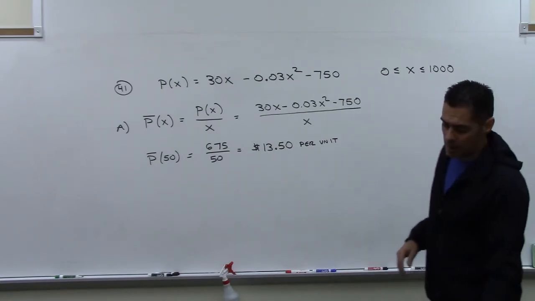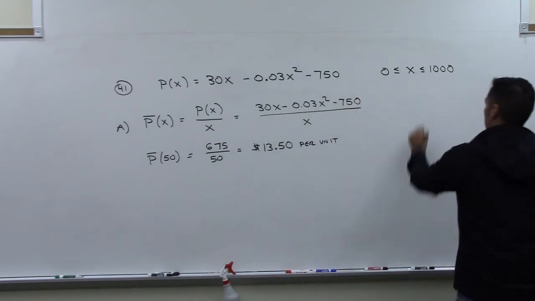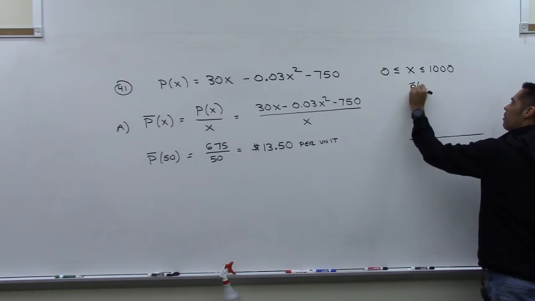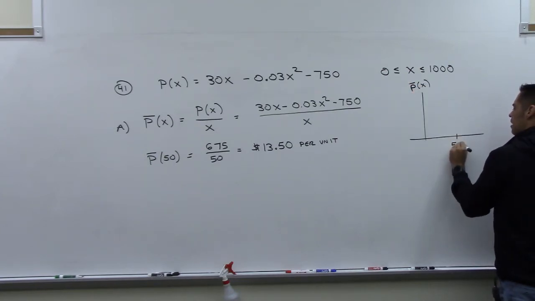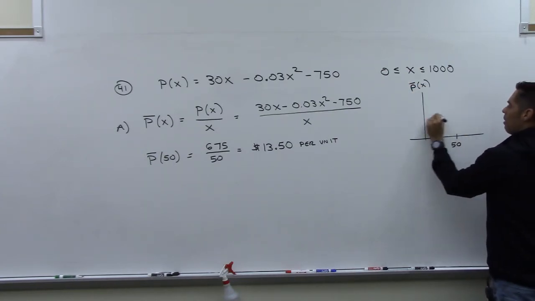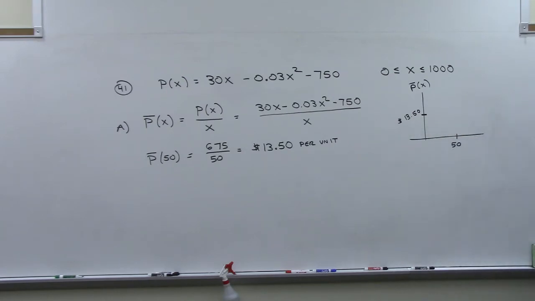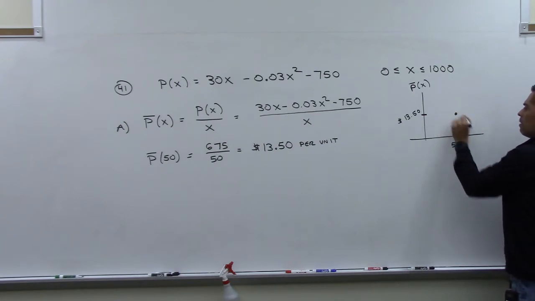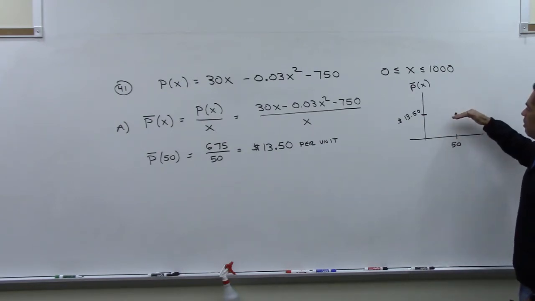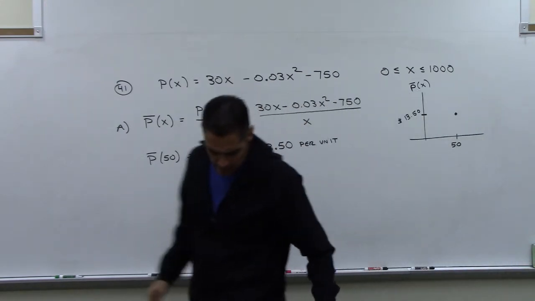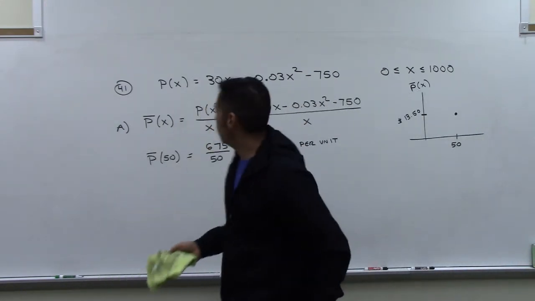Okay, great. Now, so graphically, let me try and explain this again. If this is our average profit per unit, if we sell 50 units, then our profit per unit is $13.50 per lawnmower. So that's some point on this graph. The question now is, is our average profit going up or down? Well, part B says find the marginal average profit.